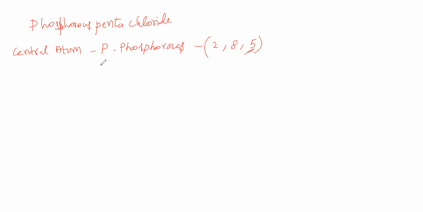Phosphorus is group number 5A. Therefore, it has 5 electrons in its valence shell. The surrounding atom is chlorine, which I will write. So how many electrons does the chlorine valence shell have? 7 electrons. Chlorine valence shell has 7 electrons.